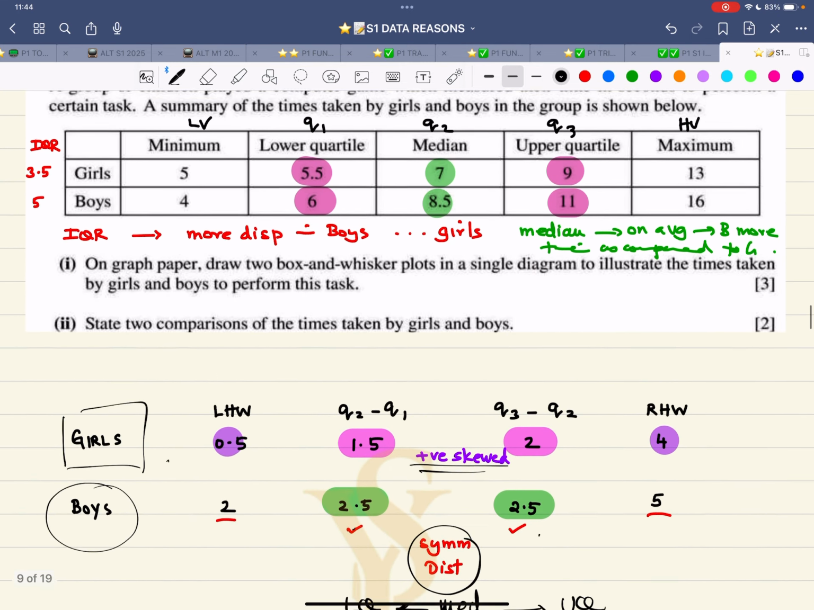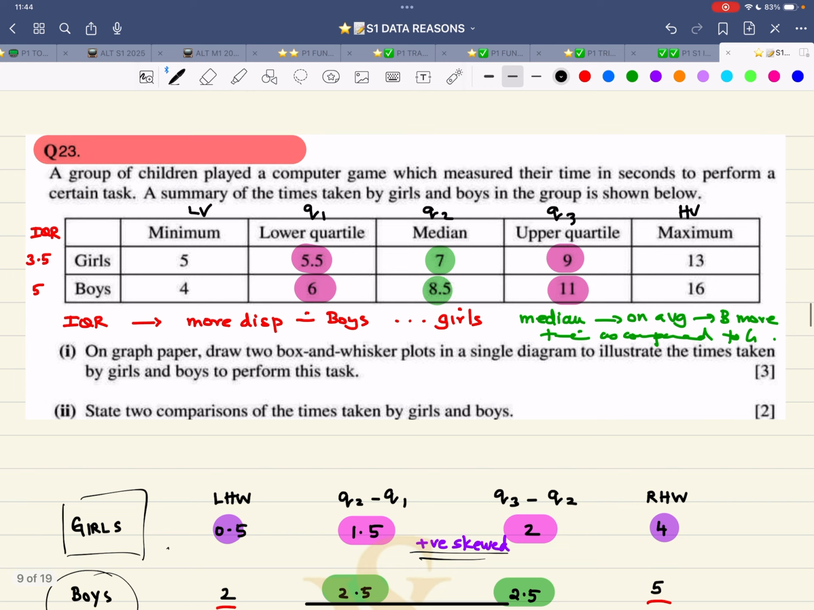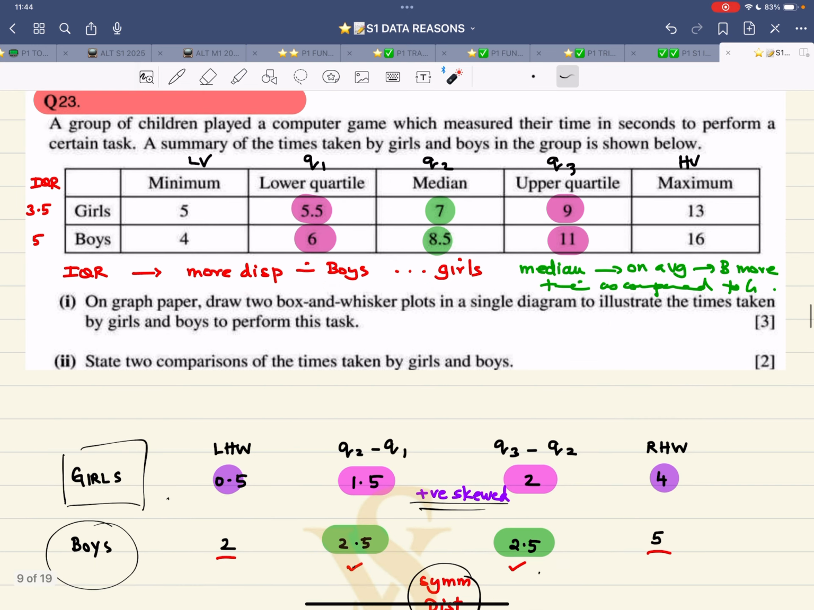What else is the comparison? The comparison can be made on the basis of interquartile range. There is more dispersion in boys. Why? Because in boys, 11 minus 6 is 5 and 9 minus 5.5, that is 3.5. So there is more dispersion in boys. The time taken to complete a certain task, there is more variability.